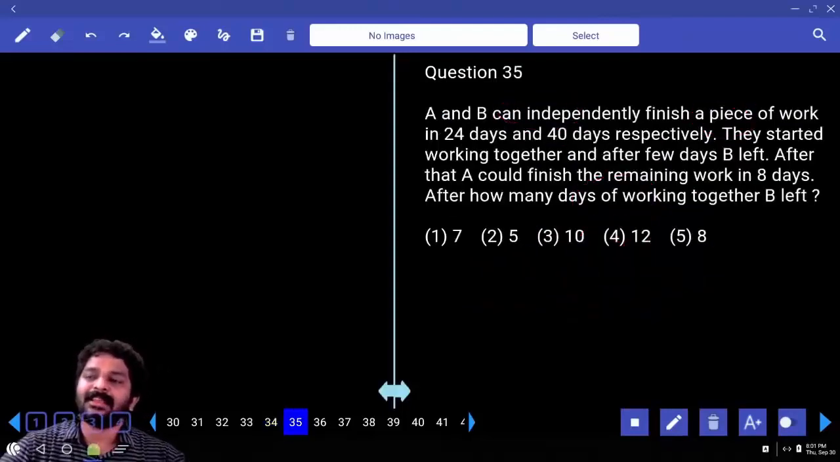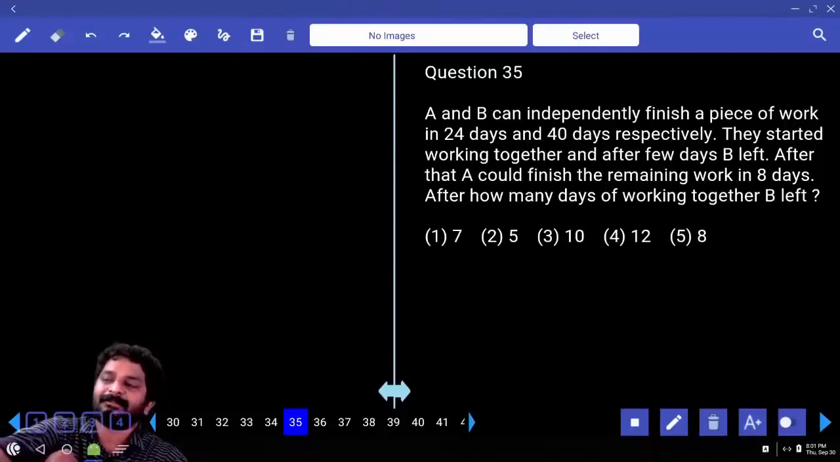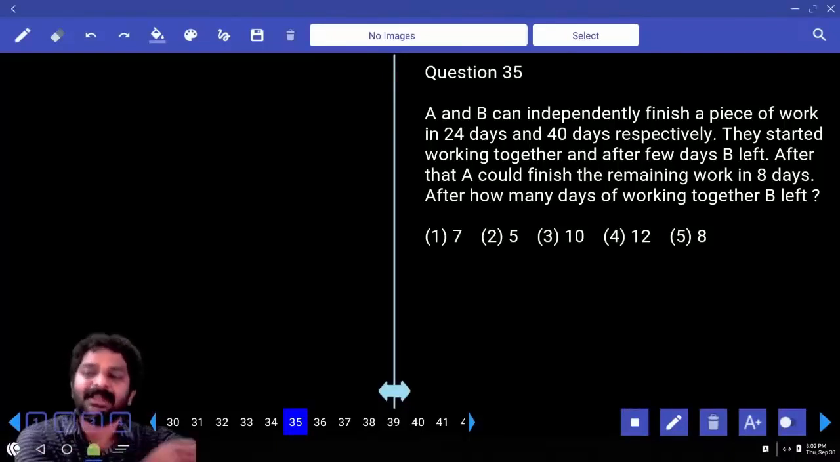A and B can finish a piece of work in 24 and 40 days respectively. They started working together and after a few days B left. After that A could finish the remaining work in 8 days. After how many days of working together did B leave?